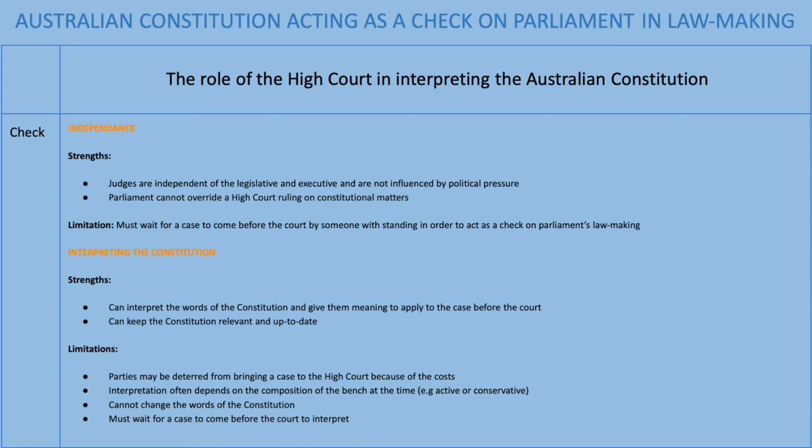A limitation, however, is that the High Court must wait for a case to come before the court by somebody with standing in order to act as a check on Parliament's lawmaking. It is extremely costly to take a matter to the High Court, and it is also very time-consuming. So while someone may want to challenge the constitutional validity of a law, they may not have standing, they may not have the means financially, or they may not have the time, so it is extremely difficult.